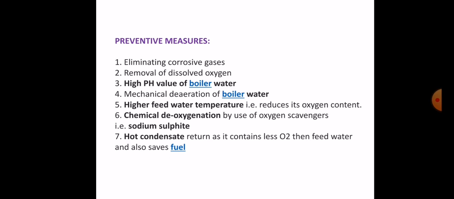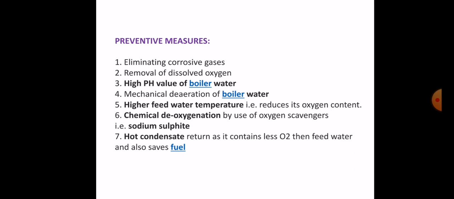Further, we can see preventive measures. What precautions do you have to take to reduce corrosion, particularly in the boiler? First one, eliminating corrosive gases. There are a number of gases present in the water, so first of all we eliminate all those corrosive gases. Second, removal of dissolved oxygen present in the water. You have to remove the dissolved oxygen through the deaerator, which we will discuss further.